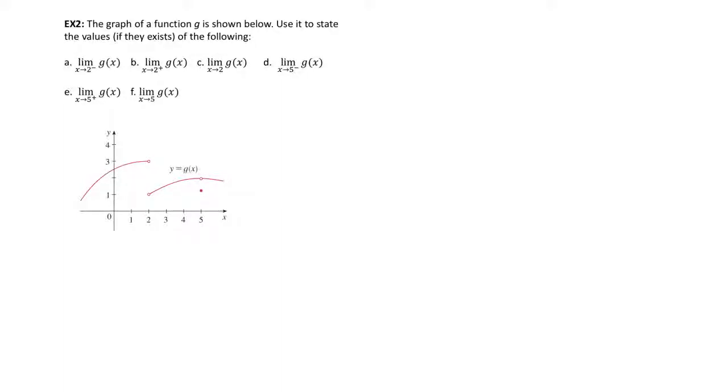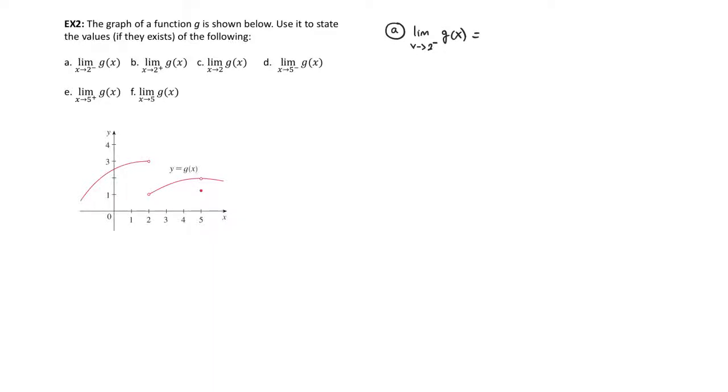Let's look at another example, example number 2. This example is saying that the graph of a function g is shown below. We can see it right here. Use it to state the values, if they exist, of the following. So here is A. We have to try to find the limit as x approaches 2 from the left. So this is a one-sided limit. So let's start here. A. What is the limit as x approaches 2 from the left of g of x?